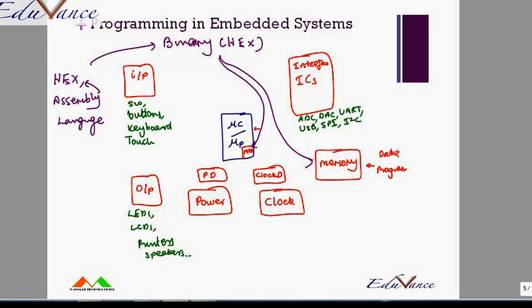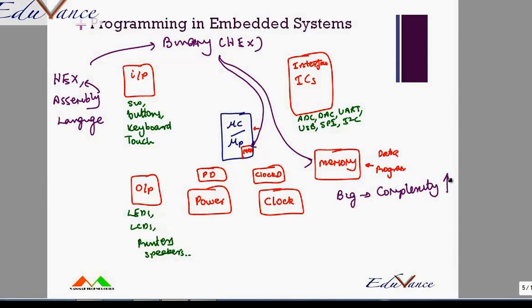In today's embedded systems, the applications are very big, as in the complexity is high. So if we draw a very simple curve of complexity versus number of assembly instructions, the curve actually grows exponentially.